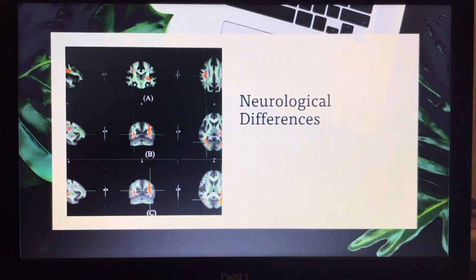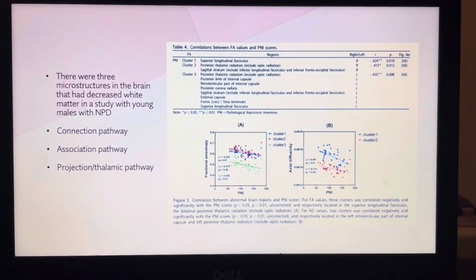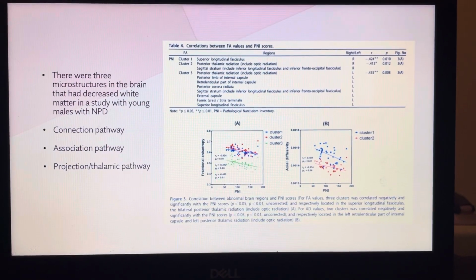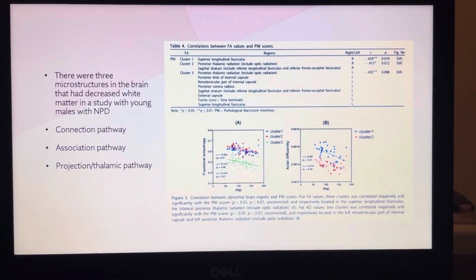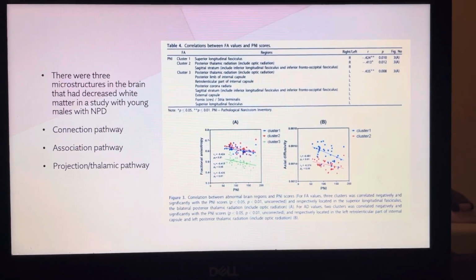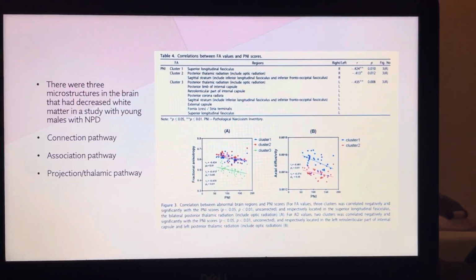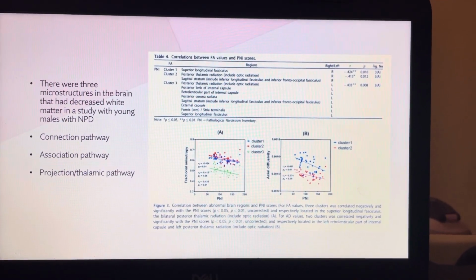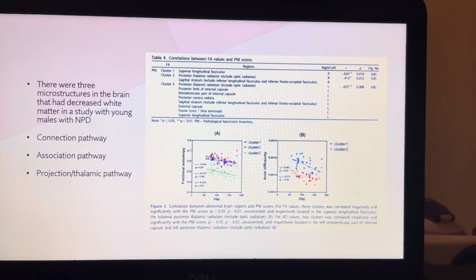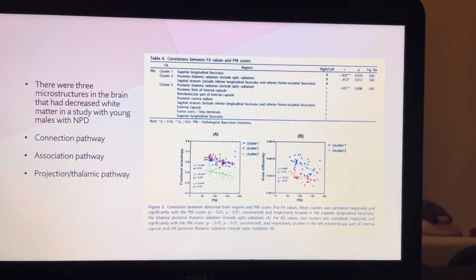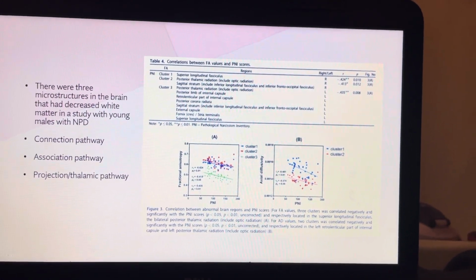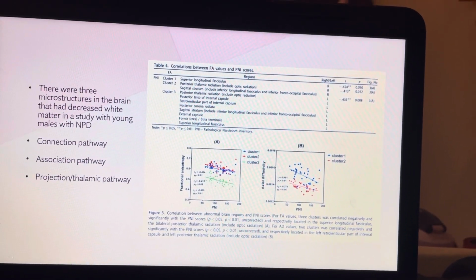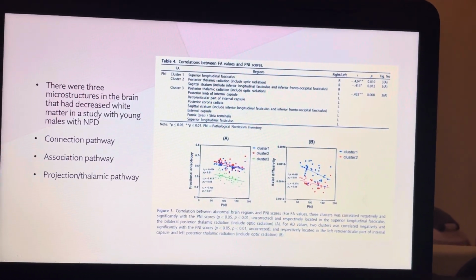Now for the neurological differences. In this study, there were 3 microstructures in the brain that had decreased white matter in young males with NPD. The connection pathway has 2 parts: the inferior longitudinal fasciculus, which involves decision-making and behavior of visual guidance, and the superior longitudinal fasciculus, which affects attention, memory, emotion, and language.